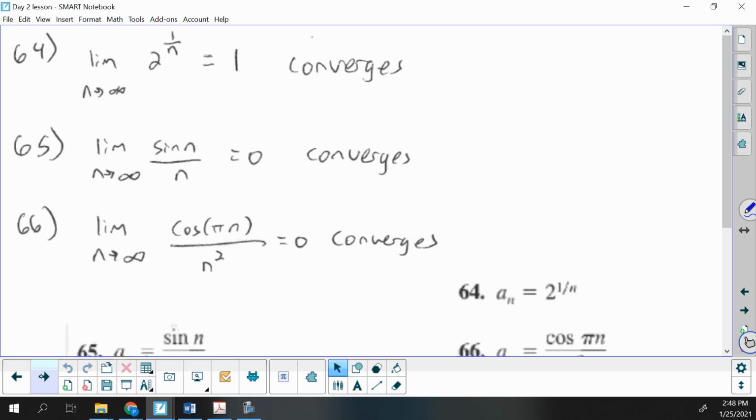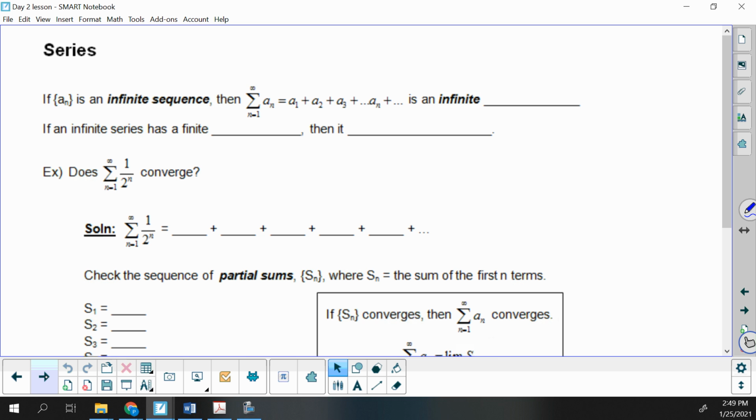So remember in the exponent, the denominator is the root. So as n goes to infinity there, we're just taking huge roots. So if you take like the millionth root of 2, that's going to push it really close to 1. In 65, the top will just bounce between things. The bottom will get huge. That'll approach 0. Similar idea in 66. And that was it. So we're going to be on the day 2 notes in your notes packet.